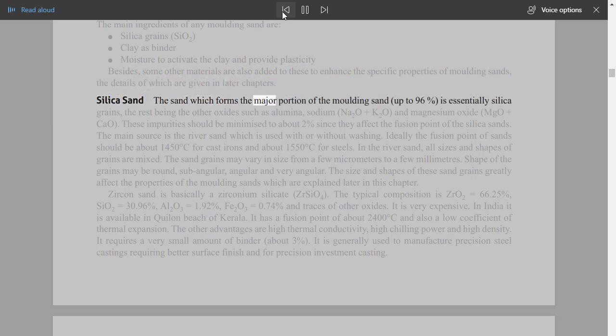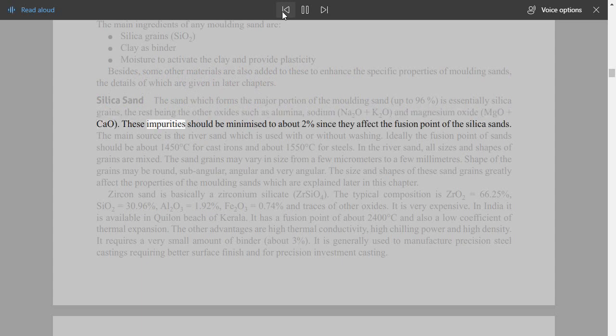Silica sand. The sand which forms the major portion of the molding sand, up to 96%, is entirely silica grains, the rest being the other oxides such as alumina, sodium (Na2O plus K2O), and magnesium oxide, MgO, and CaO. These impurities should be minimized to about 2% since they affect the fusion point of the silica sands. The main source is the river sand, which is used with or without washing.